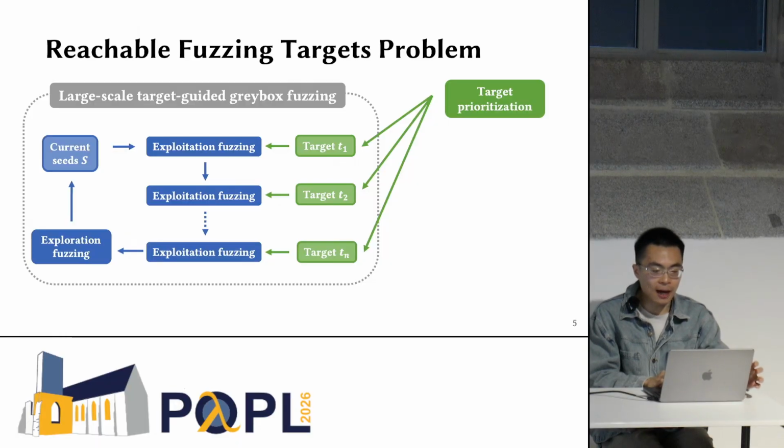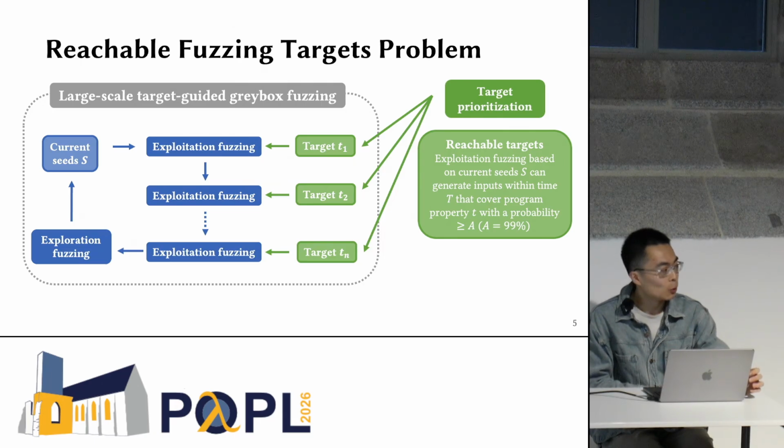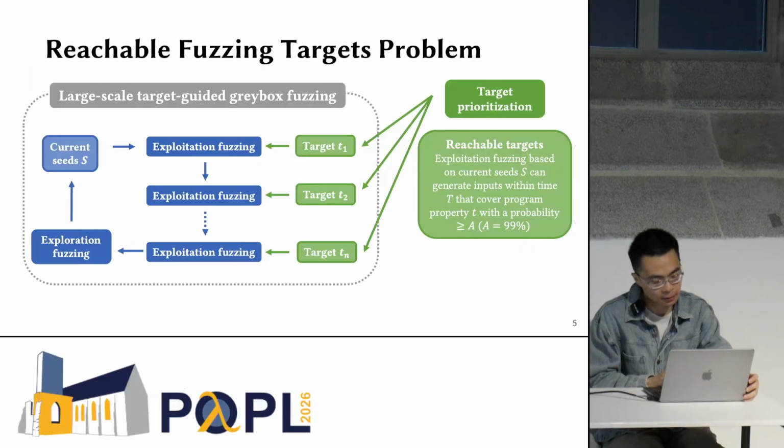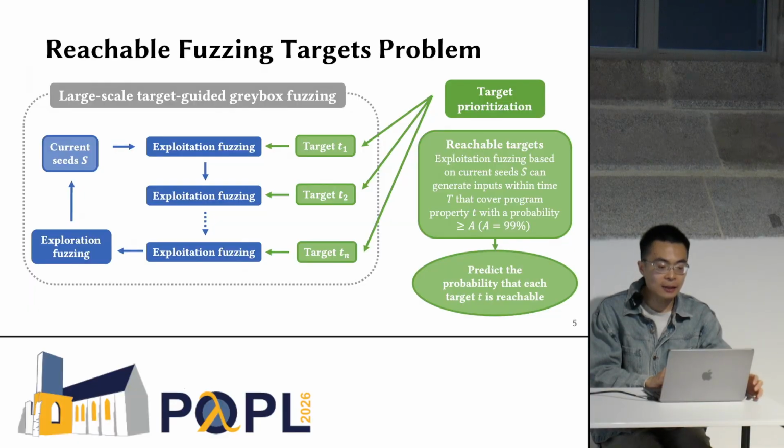We define a target T as reachable if and only if, in a single round of exploitation fuzzing within a given time budget based on the current seed set S, there is a probability of at least α of generating an input that triggers T. In practice, we set α to 99%. Therefore, our problem becomes predicting for each target T the probability that T is reachable.